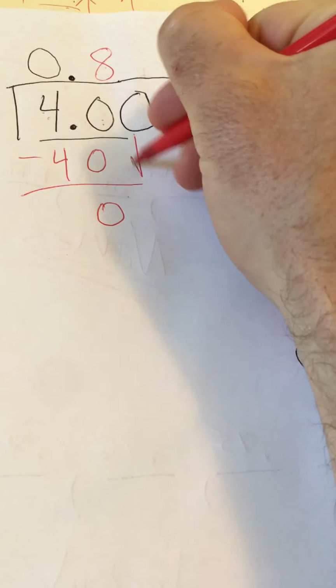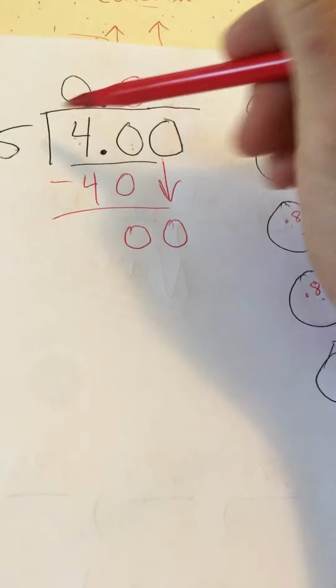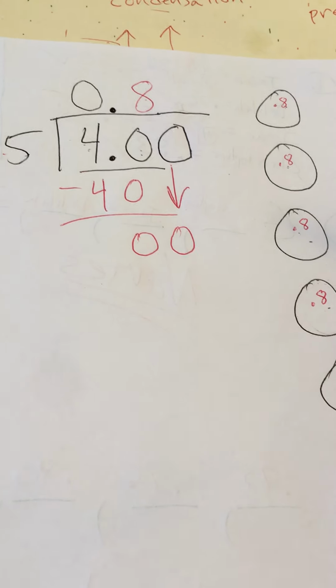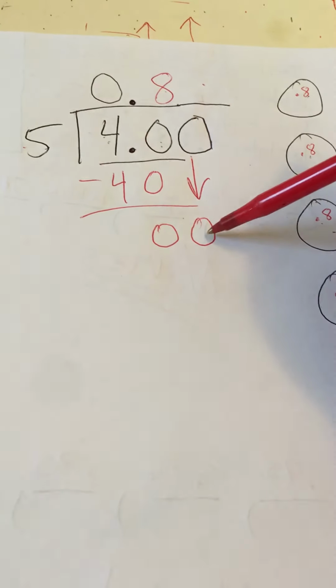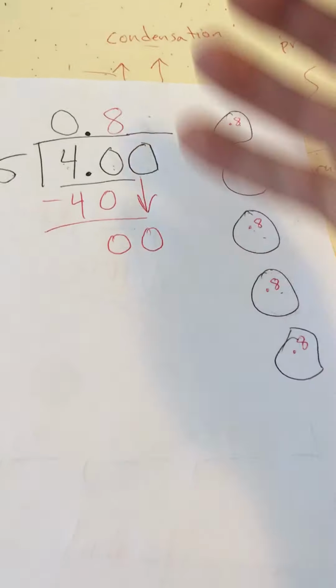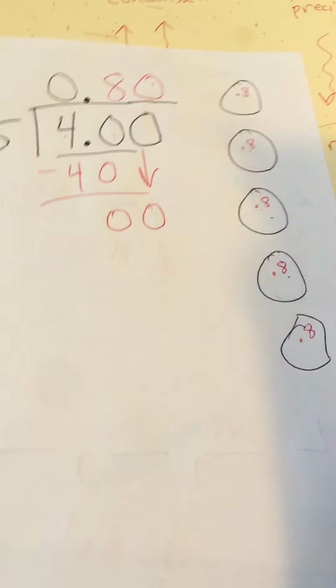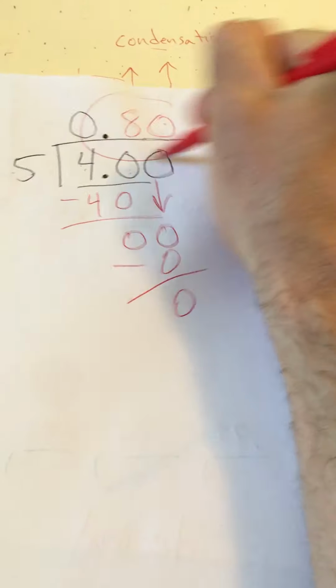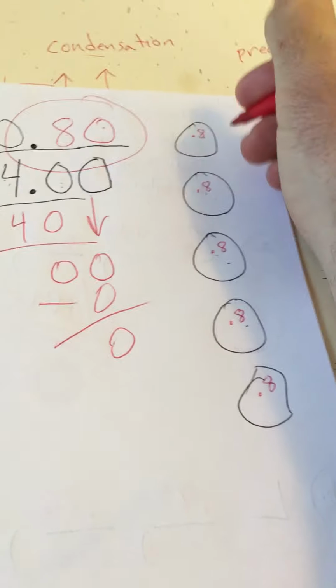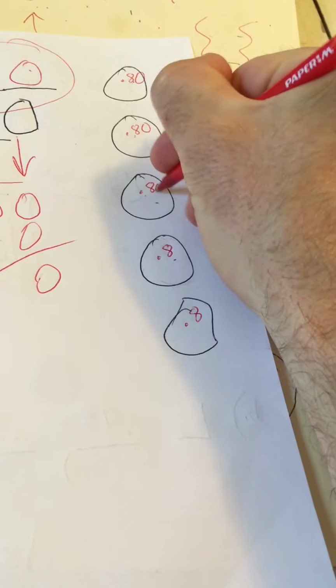Okay? Now let's bring down the hundredths. We have 0 hundredths left. So what times 5 gets you to 0? There's no hundredths left, so we have no hundredths to put in these groups, so we're not going to put any in each group. 0 times 5 is 0, and there's no remainder. So our answer is 0.80, or 80 hundredths.